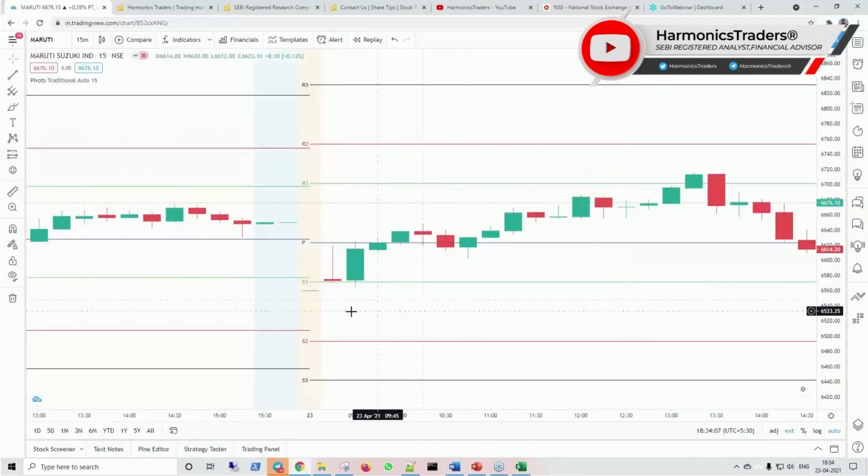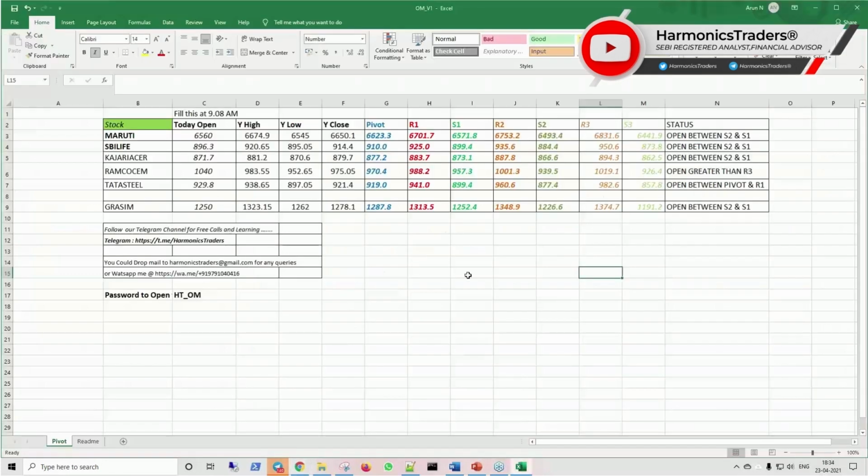With respect to Maruti, once again, the open was between S1 and S2. So in this particular stock we'll try to go for long. Kajaria, this is the data. The open was 871. So here the open is between S1 and S2. So what we do, we try to go long at 873.